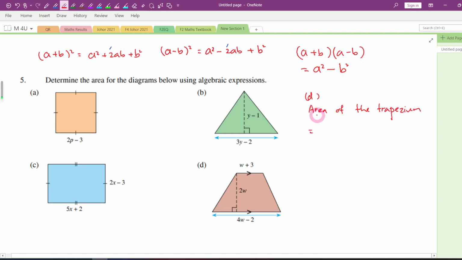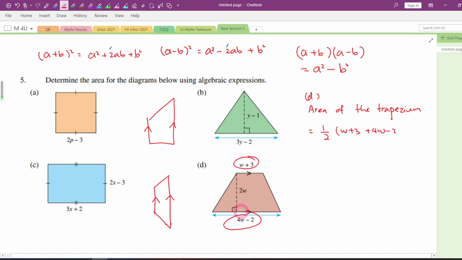Remember, when you want to find the area of a trapezium or the area of a triangle, always start with 1/2. And then, this is a trapezium, so look for two parallel sides. Sometimes it will be like this, as I drew for you just now. Always look for two parallel sides and find the sum of them. So in this situation, it will be w plus 3 plus 4w minus 2, this one plus this one. And then we need to multiply by the perpendicular height. Perpendicular height, you see 90 degrees here.